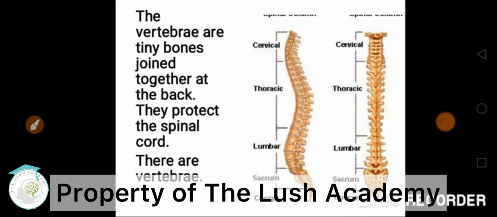So let's also see the vertebrae. Remember those bones at the back I told you about just now. They are tiny bones joined together at the back. They protect something very important called the spinal cord.